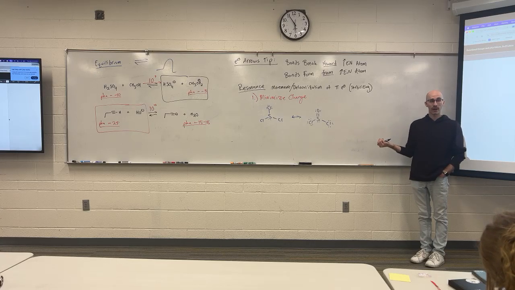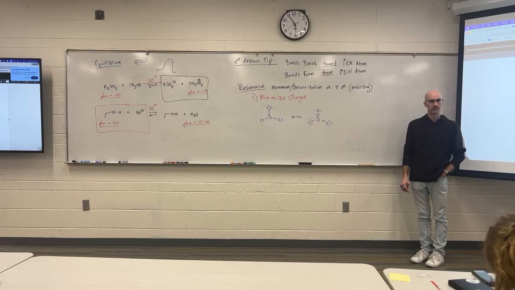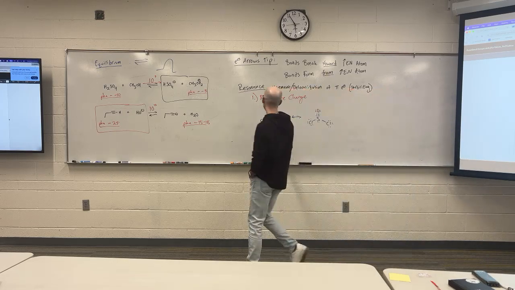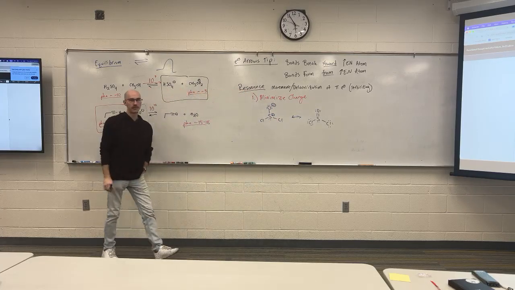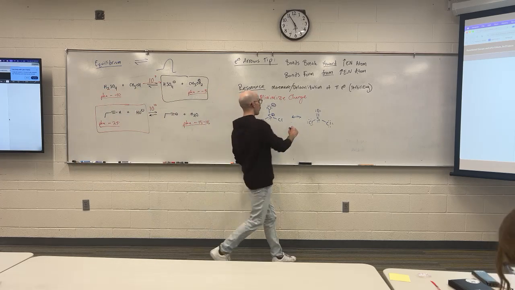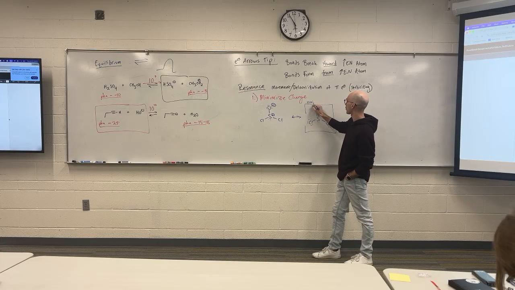On the right, we break the octet of sulfur. On the left, we don't break the octet of sulfur. So what's the difference between the two? Formal charge. On the left, oxygen holds a negative charge, sulfur holds a positive. This has two formal charges. On the right, there is no formal charge. So we say that this is a major contributor to the molecule.